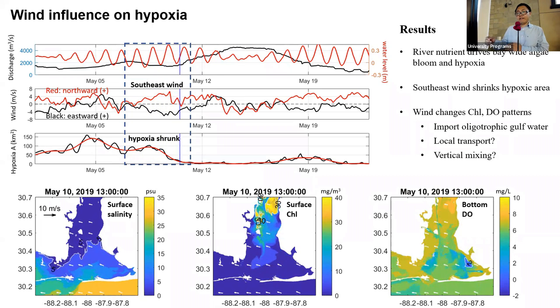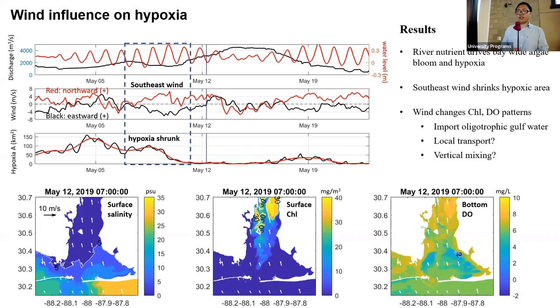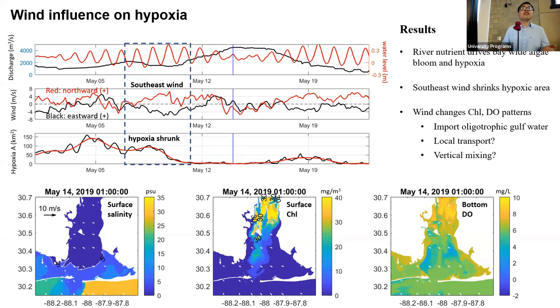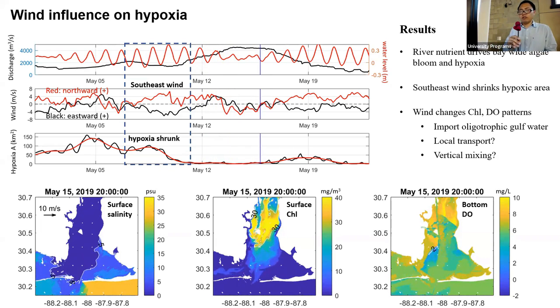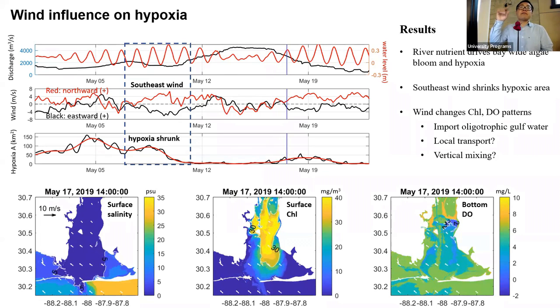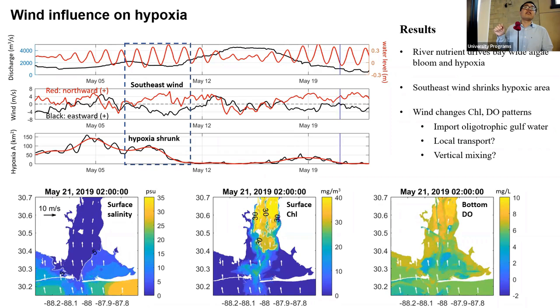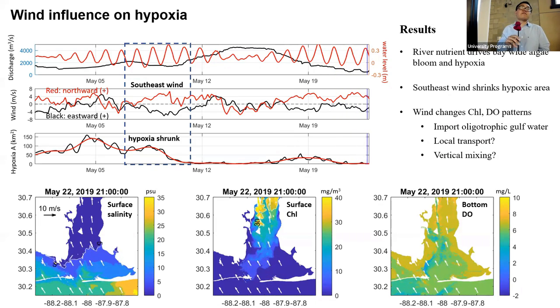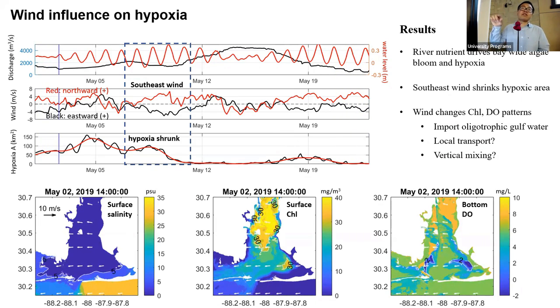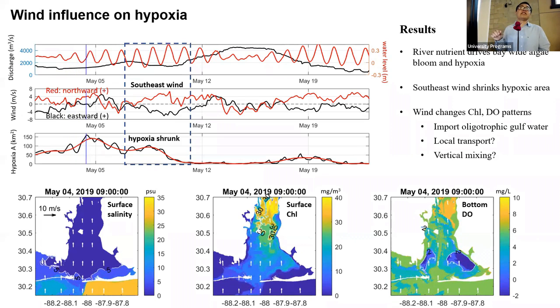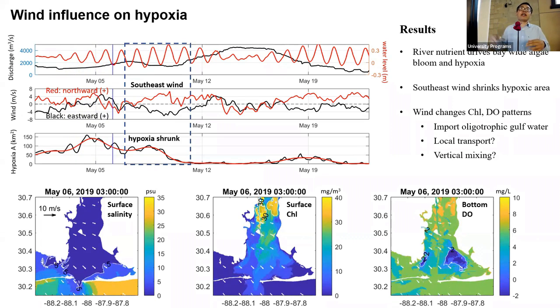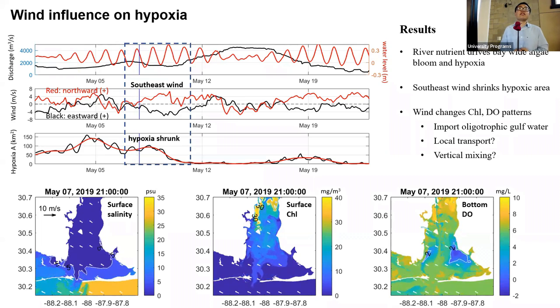And perhaps in the model we can tell the time scale. That corresponds to H squared, the depth squared, over the eddy diffusivity. In our system, maybe this time scale is 2 to 3 days. That means the wind can change things in 2 to 3 days.